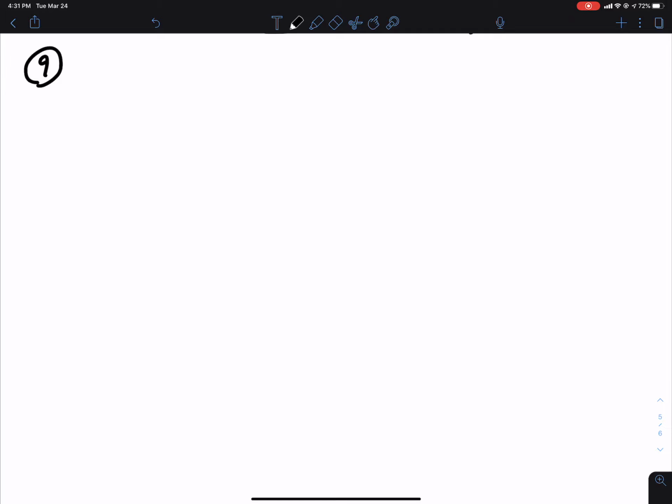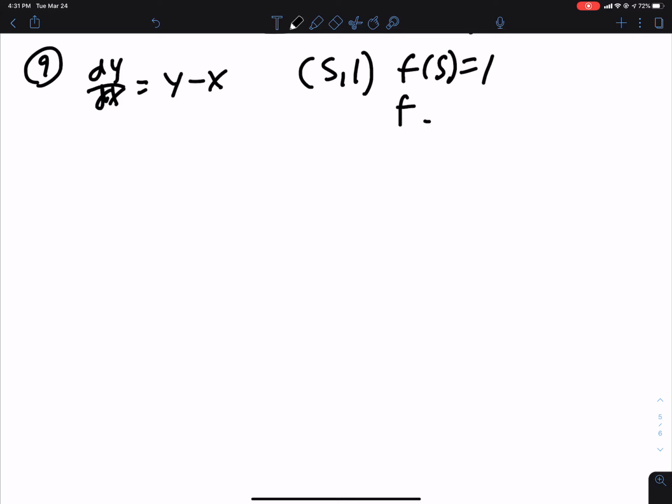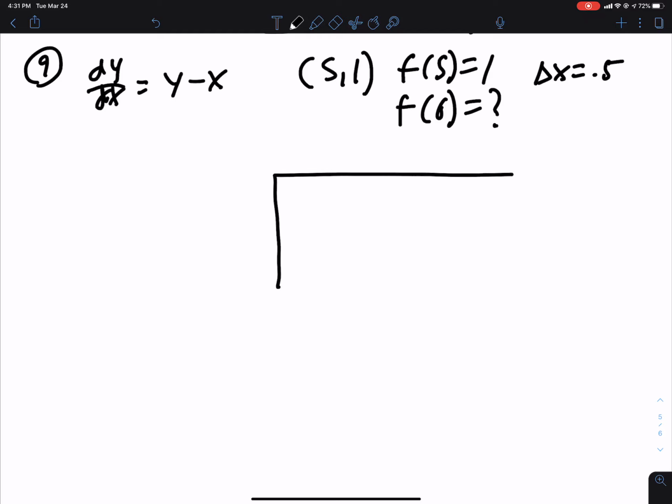So we have the differential equation, dy dx equals y minus x. And we know we have the point (5, 1) is a solution. And we want to approximate, so I can say f of 5 equals 1. We want f of 6, that is the question mark. We want to do Euler's method, and the step is a half. So if our step is half, or delta x is 0.5, to go from 5 to 6, clearly there's 2 steps. So that's pretty straightforward.